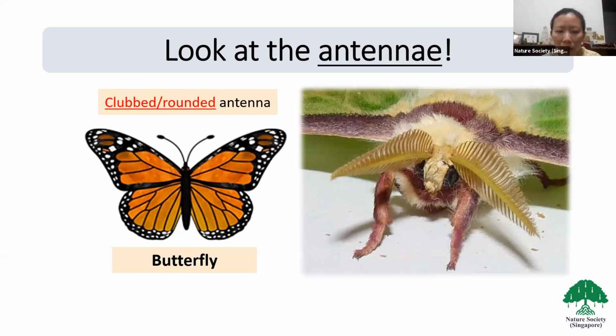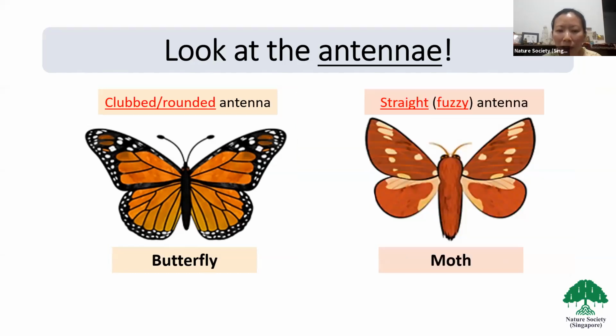Mei Yee, I understand the club is the little tip of the butterfly's antenna, like a protrusion, a bigger portion, because the moth doesn't have that little expansion at the end. Correct. Yes, that's the meaning of club.